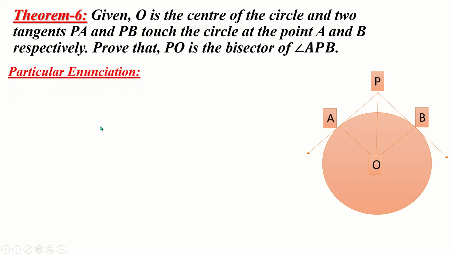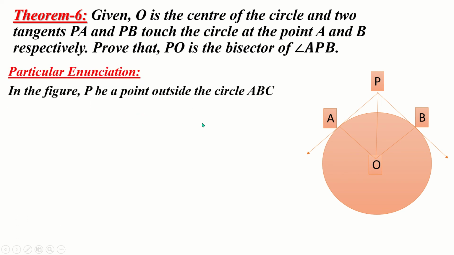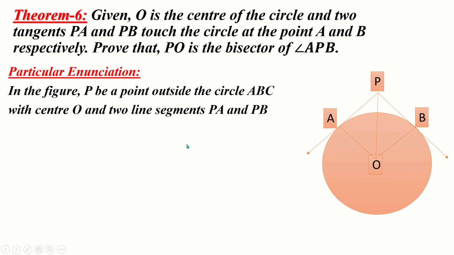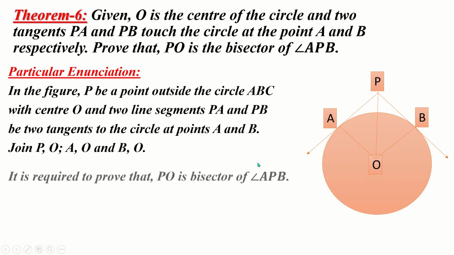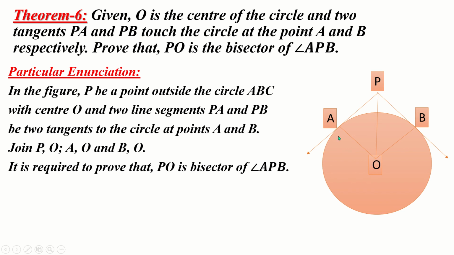That means the particular assertion is the same. Two tangents to the circle at the points A and B. Join PO, then AO, then BO. It is required to prove that PO is the bisector of angle APB. That means angles APO and BPO are equal. We have to prove this. Clear?